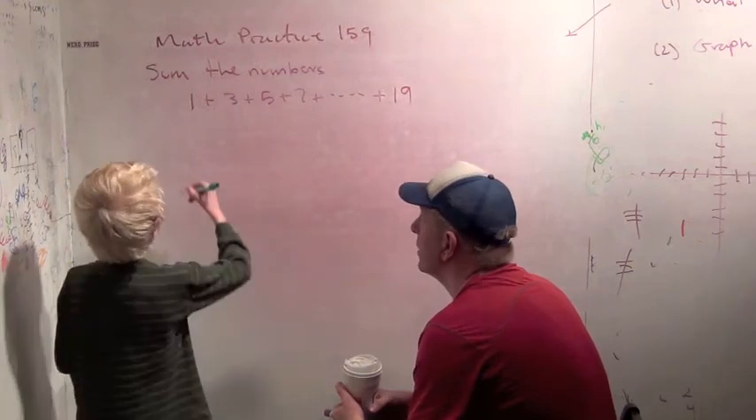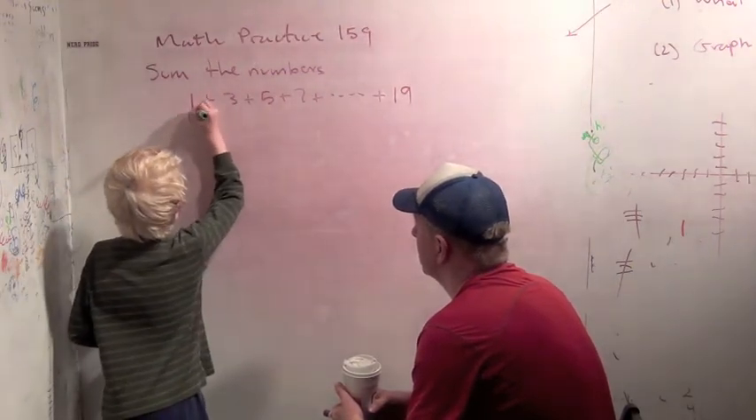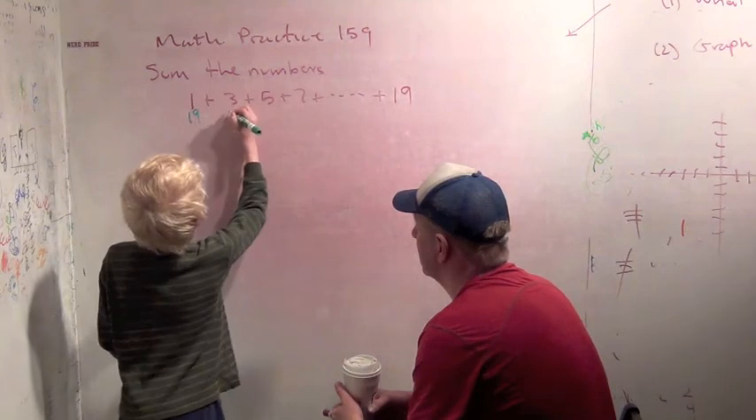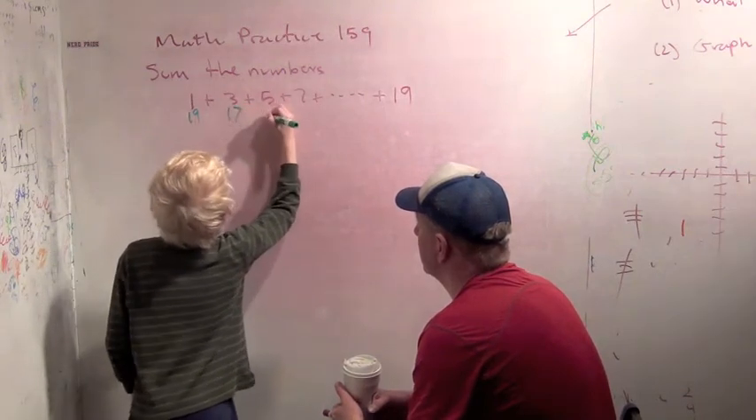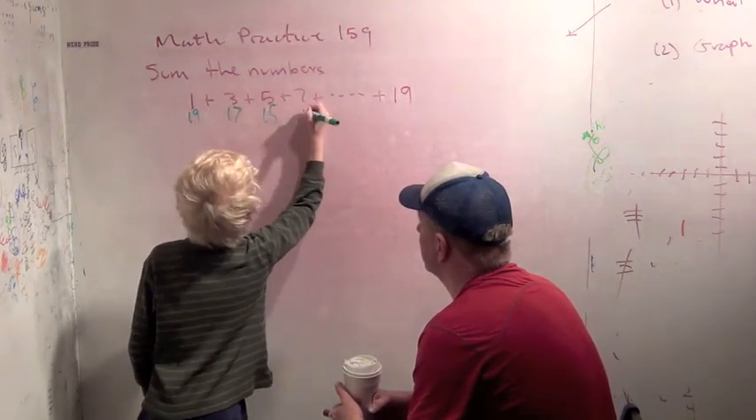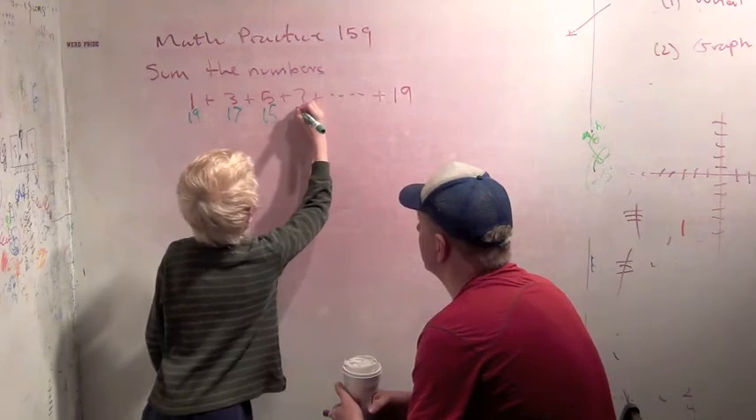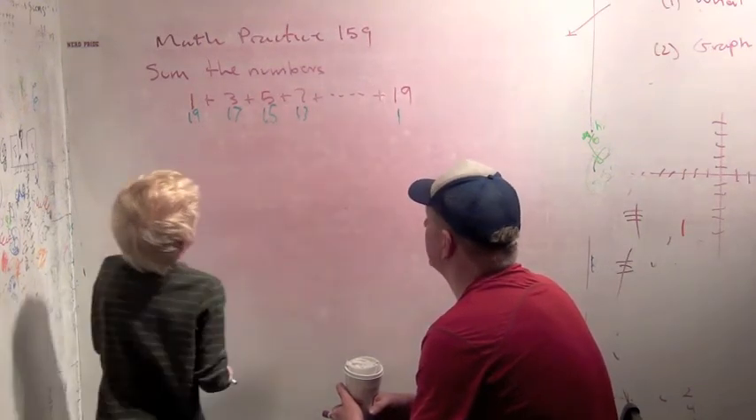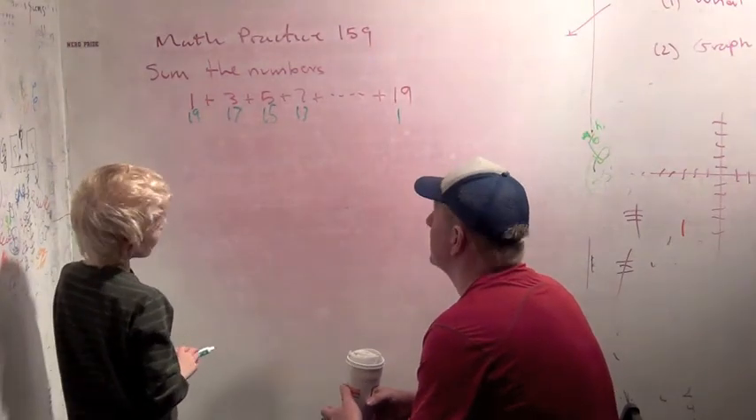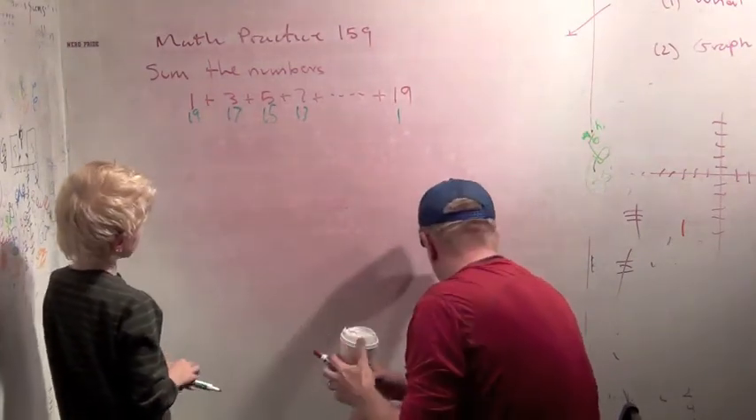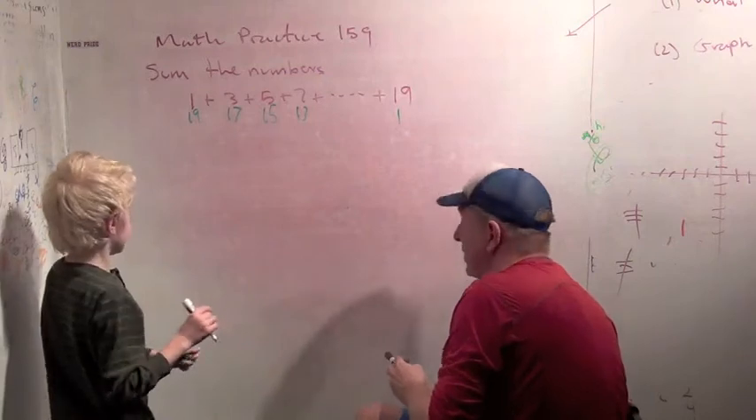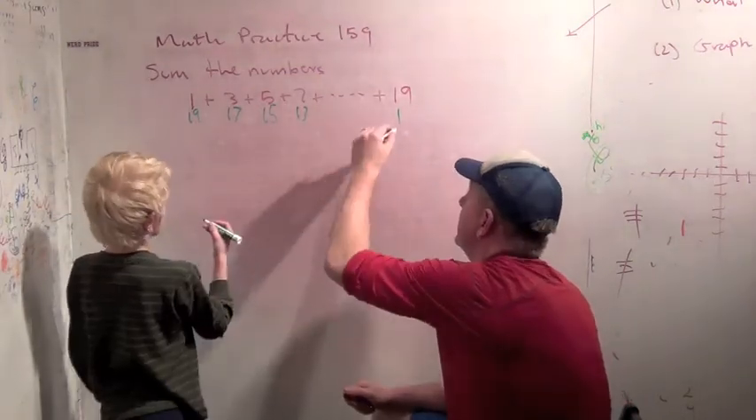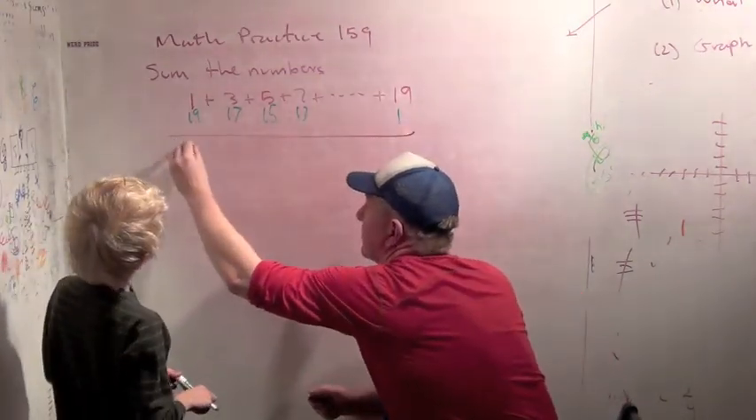You write it backwards. Oh, okay. There's 19 plus 17 plus 15 plus 13 plus all the way down to 1. And you get a bunch of 20s. How many 20s do you get? 19 20s. Well, let's be careful about how many 20s we get.